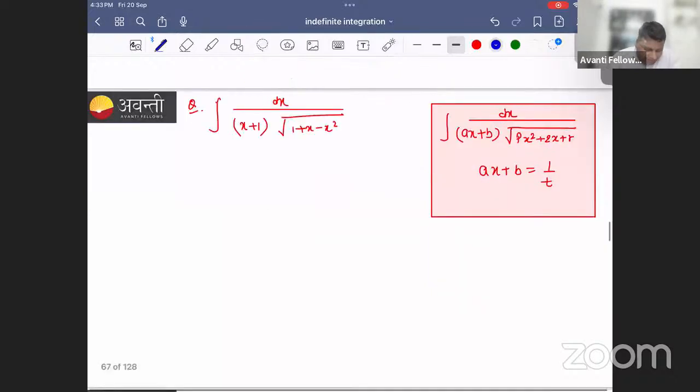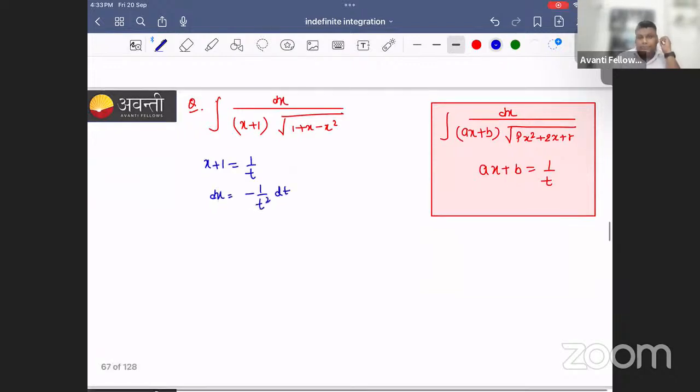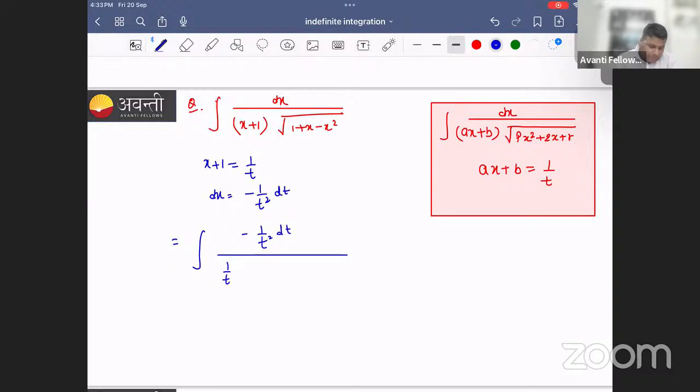How do we do it? Let us assume x plus 1 as 1 upon t. So dx is what? Minus 1 by t square dt. Am I correct? So this is equal to integration minus 1 by t square dt upon, this is 1 by t, and inside the root it is 1 plus x, which is 1 by t minus, x is 1 by t minus 1, whole square.